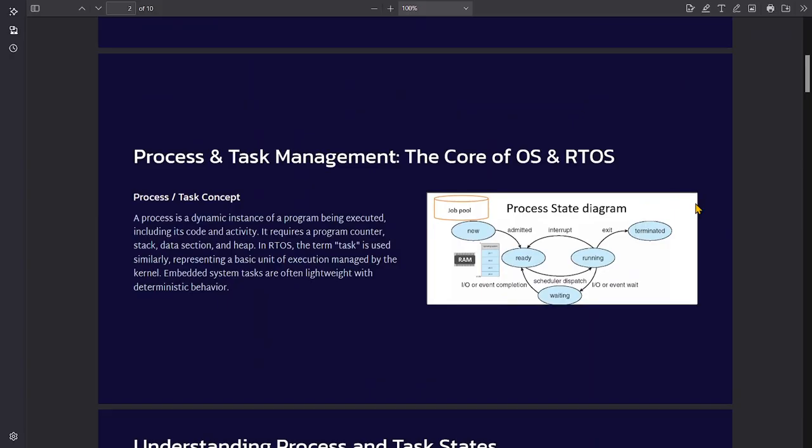So to begin with, let's understand what a process or a task really is. A process is a dynamic instance of a program in execution. It executes not just the code but also a program counter, stack, data section, and a heap. In embedded and real-time systems, we often use the term task instead of process. Tasks are generally lighter and are designed to behave deterministically, meaning their behavior can be predicted based on inputs. In real-time operating system environments, these tasks are tightly controlled and efficiently managed by the kernel to ensure timing accuracy.